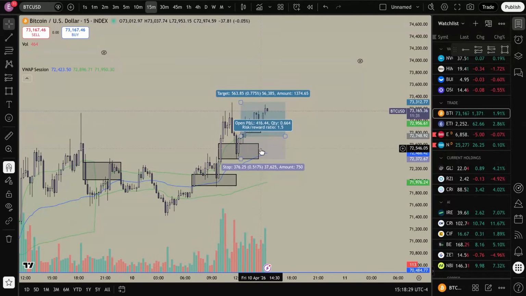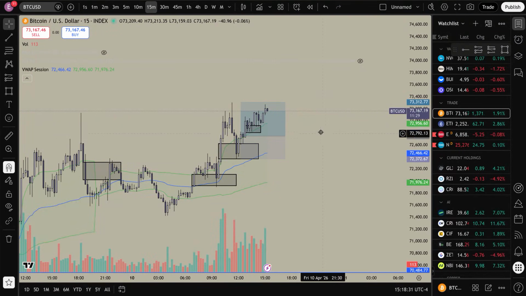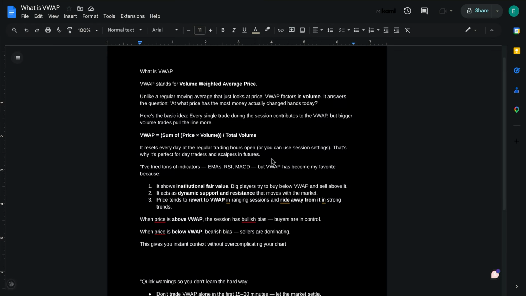In today's video, I'm going to be going over what VWAP is and why it is quickly becoming one of my favorite indicators. So first, let's learn about what VWAP is. VWAP stands for Volume Weighted Average Price. Unlike a regular moving average that just looks at price, VWAP factors in volume. It answers the question, at what price has the most money actually changed hands today?